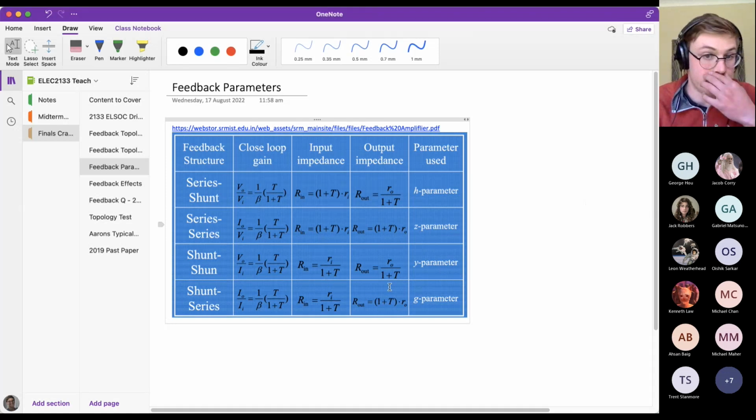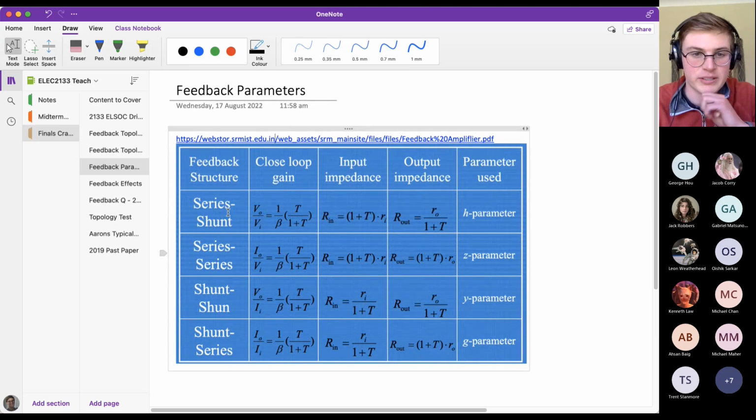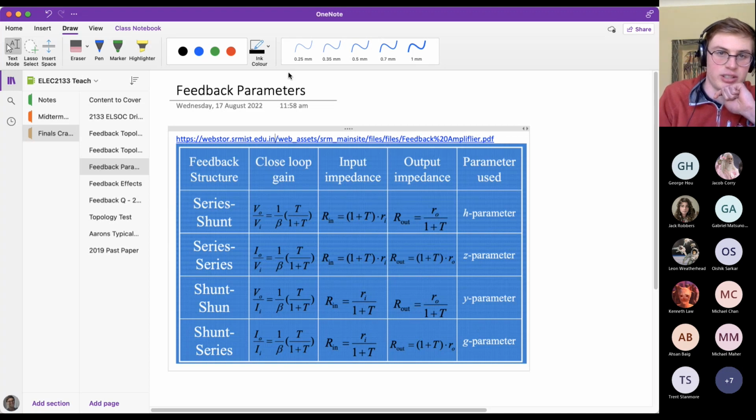So having a look at the different choices, if we've got series shunt, we're using H parameters. Series, we're using Z parameters. Shunt, there's a typo, we're using Y parameters, and shunt series, we're using G parameters. That's just to do with essentially the different gains that we're looking at.